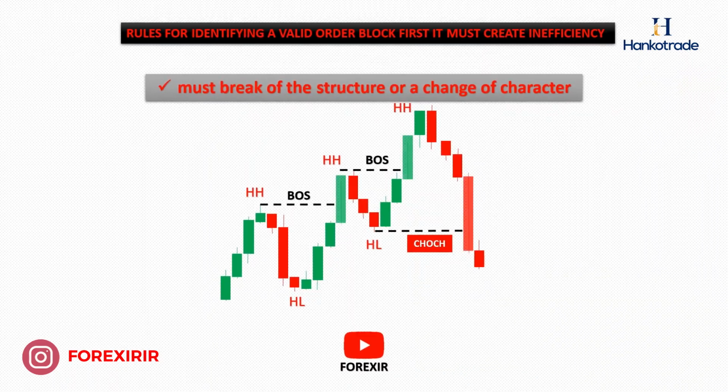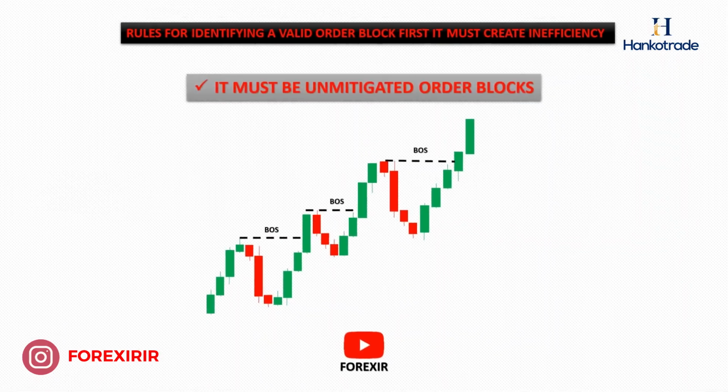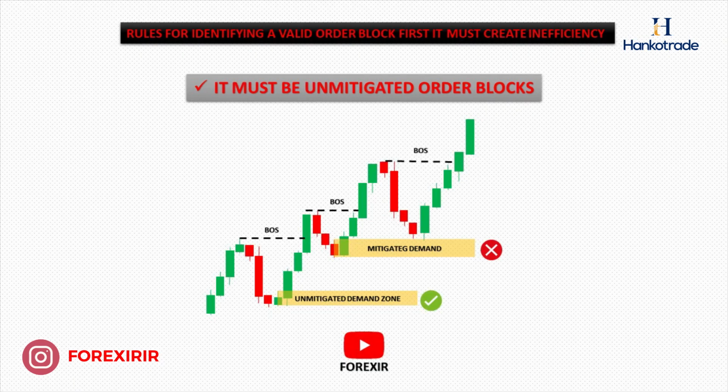Secondly, it must lead to a disruption in the structure or a change in character. A structural disruption or alteration in character serves as the initial indicator that the market is conveying its intention to either persist in the same direction or reverse its course. Thirdly, it must be an unmitigated occurrence. Order blocks are single-use entities. Therefore, we only seek trading opportunities when the price initially touches an order block.